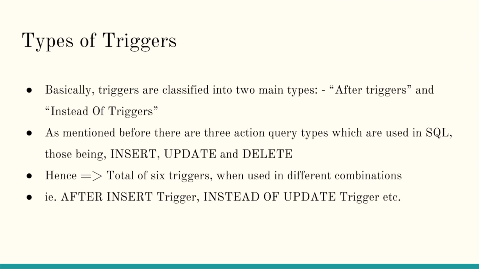There are two main types of triggers, classified into two different sections: after triggers and instead of triggers. As mentioned before, there are three query types using SQL: insert, update, and delete. Combining these, there are six total triggers: after insert trigger, after update trigger, after delete trigger, and then, contrary to these, instead of update trigger, instead of insert trigger, instead of delete trigger. So that's an intro to triggers.